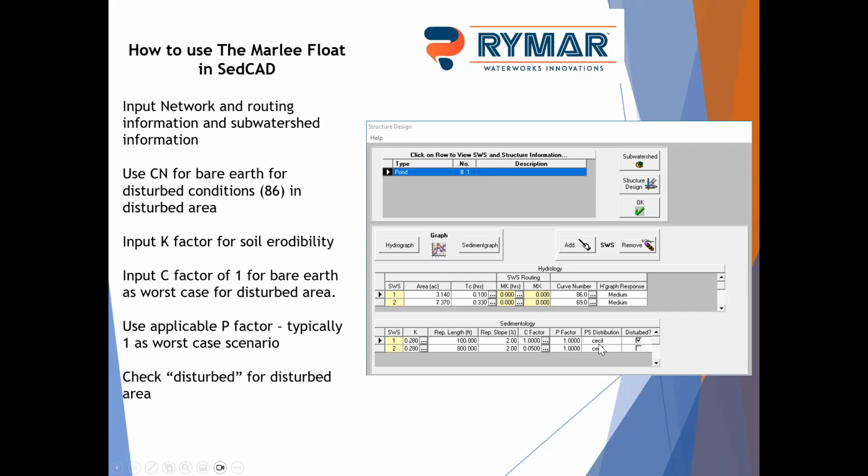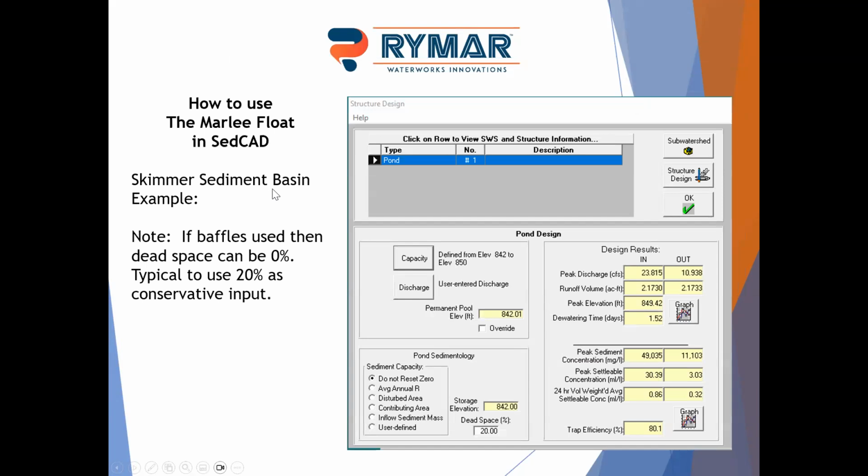For particle size distribution, we've got that in there as Cecil. And again, check your disturbed box for your on-site area that's being disturbed and leave it unchecked for your off-site area, or area that's not disturbed but also going through your model. So then you want to model the skimmer sediment basin itself. And so you're going to create a pond. When you do this, typically you're going to set your dead space if you've got baffles in there.